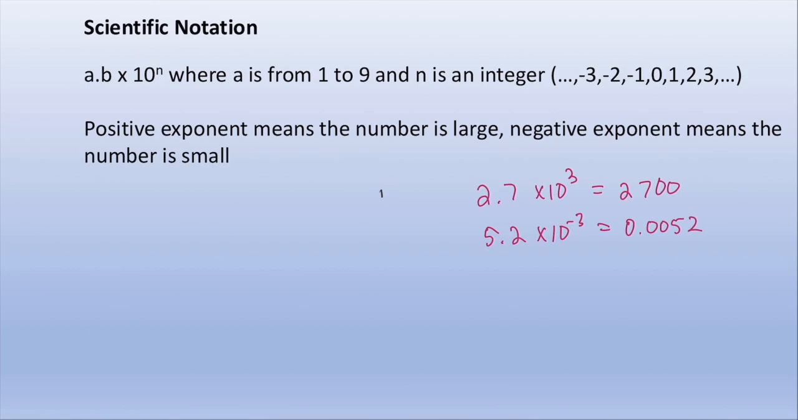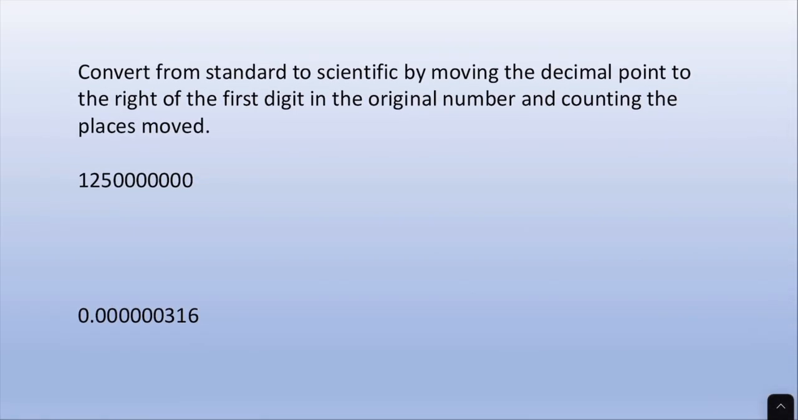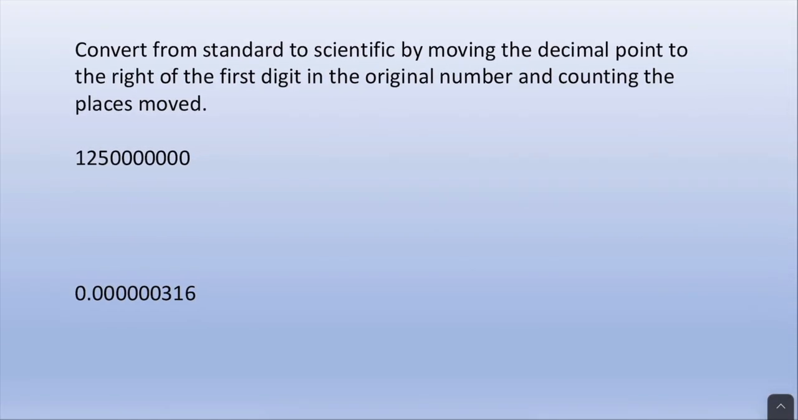So positive exponents multiply by powers of 10. Negative exponents are going to divide by powers of 10. And that's why one is smaller than the other and one is large. So it says to convert from standard to scientific by moving the decimal point to the right of the first digit in the original number and counting the places you moved. Okay, and you also have to count the direction you moved.